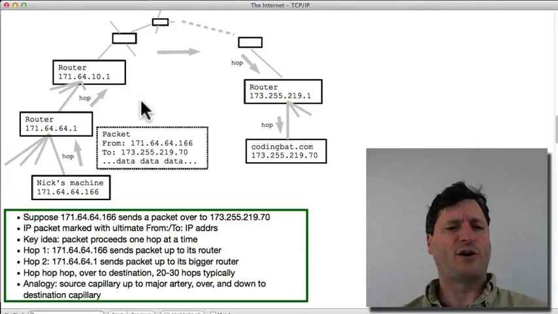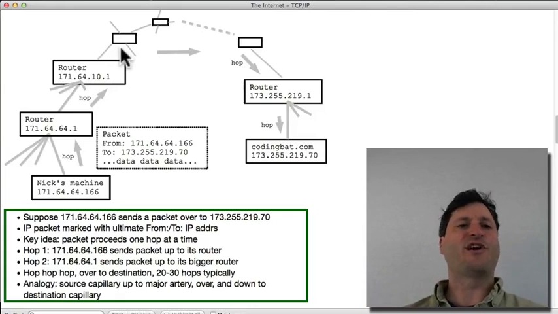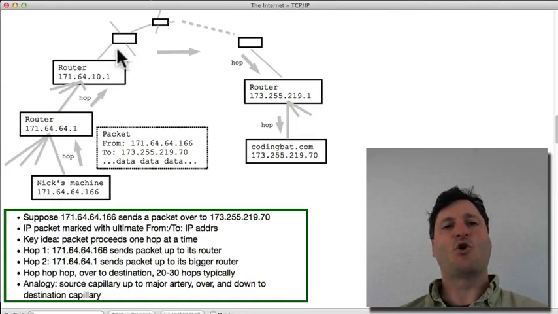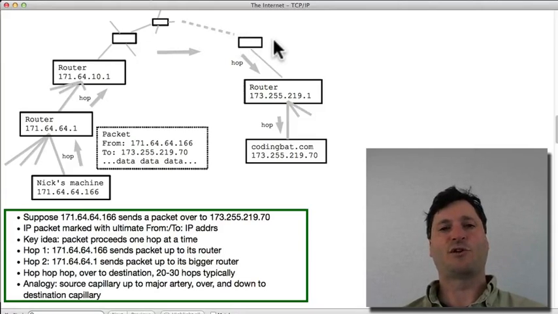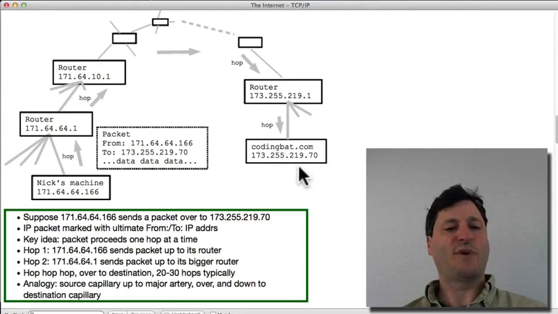As a practical matter, it works like capillaries and arteries. Down here at my office, these are just little machines and little routers, and not much going on. So the packet gets forwarded up to what you would call a core router. Eventually there's some very large, very expensive router that actually knows a lot. On the core, it hops sideways until it gets to the nearest core router to the ultimate destination. Then it hops down again to the capillary level until eventually it gets over here to codingbat.com.